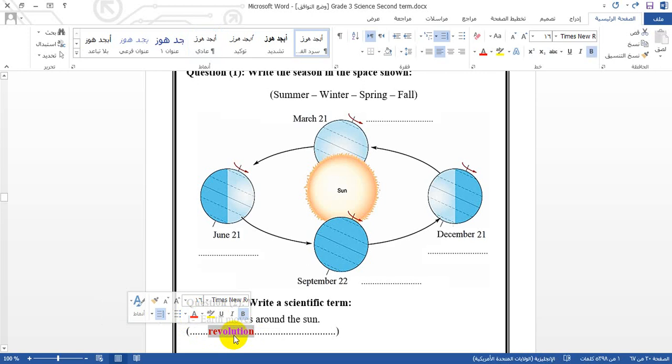Revolution is what makes the changing of seasons for us. This is what we mean by revolution. I will try to zoom in on the word here to see it well. Okay, revolution is the movement of the Earth around the Sun, and it causes the changing of seasons. Okay, let's go to the next question, number 2.